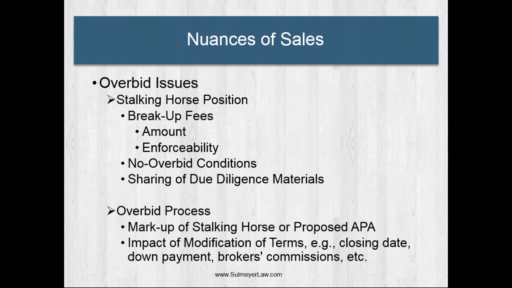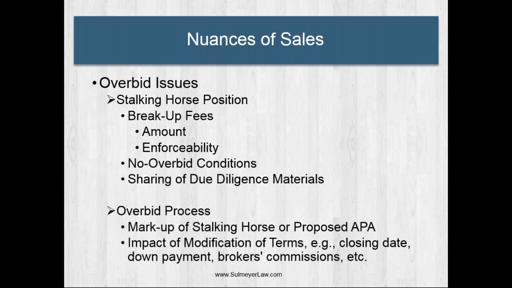Again, in the overbid process, for those who represent overbidders, you're likely to be asked to mark up the proposed APA to indicate what changes you make to it. Obviously, one of the obvious changes is generally purchase price, but there may be other things. You may add a contingency. You may add a broker's commission different than what the broker's commission is under the stalking horse proposal. You may have closing delays, closing issues that also affect it, and so consequently you need to mark that up.